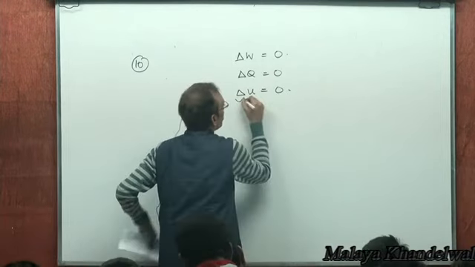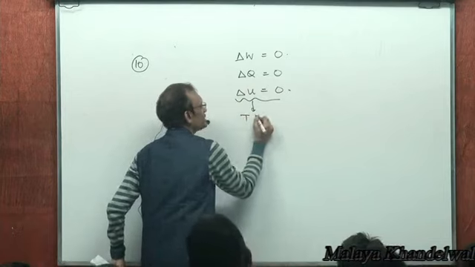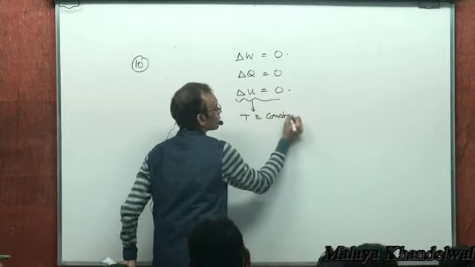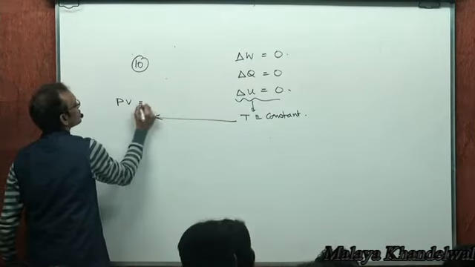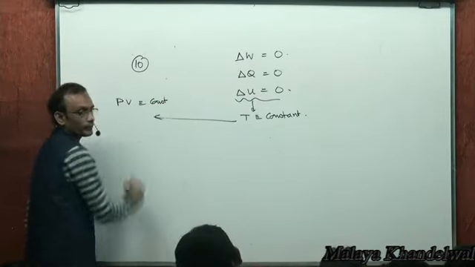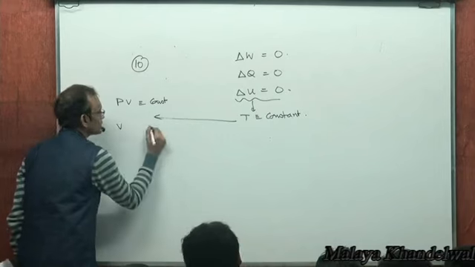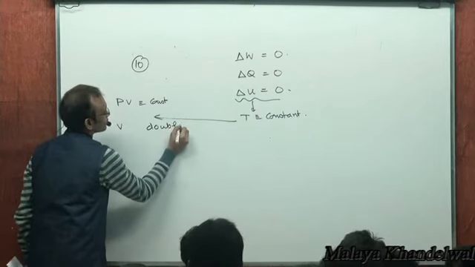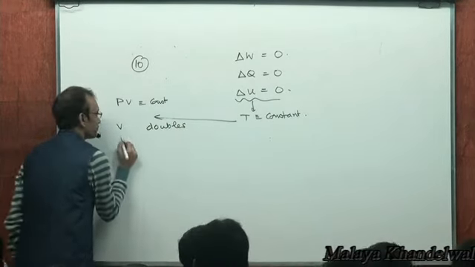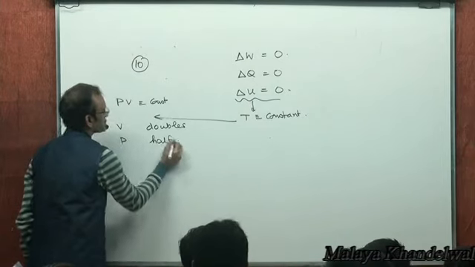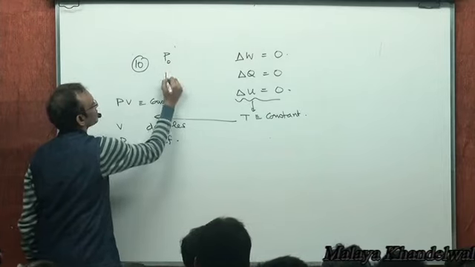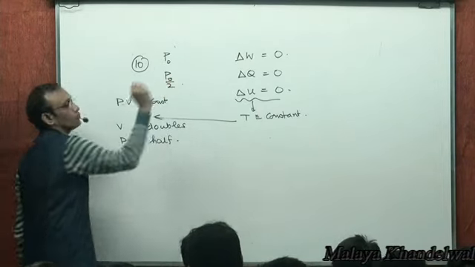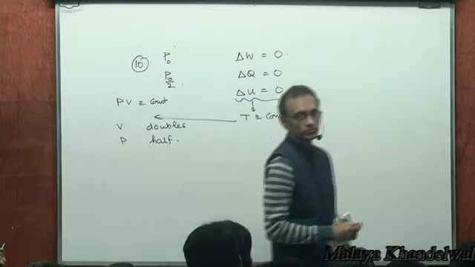Now delta U is 0 means what? Temperature remains constant. If temperature remains constant, it would mean that PV is constant. If volume doubles, the pressure becomes half. Therefore, if the initial pressure of the gas is P naught, the final pressure would be P naught by 2. That's the next problem.